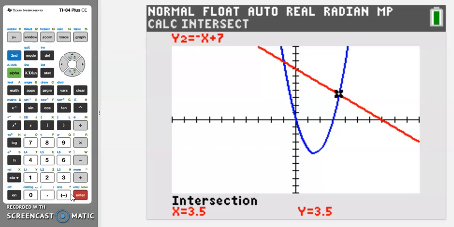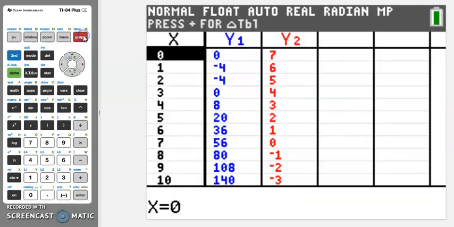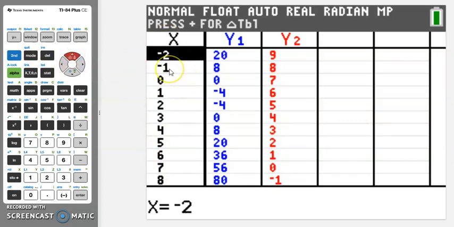To find integer solutions in the table, type second graph, and it will take you to the table. You're looking for x coordinates where the 2 y coordinates are the same. And so in this problem, the -1 is not displayed. I'm going to need to scroll up, and you'll see that at -1, the 2 y coordinates, 8 and 8, are displayed.